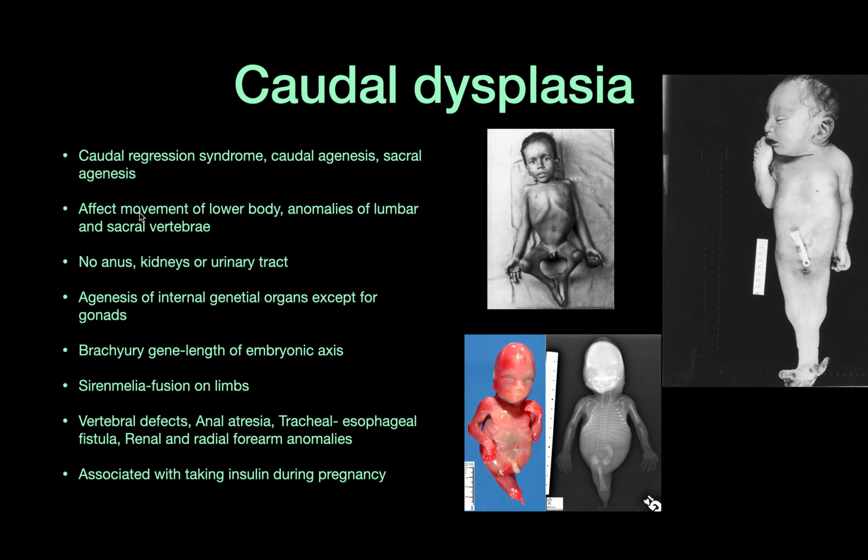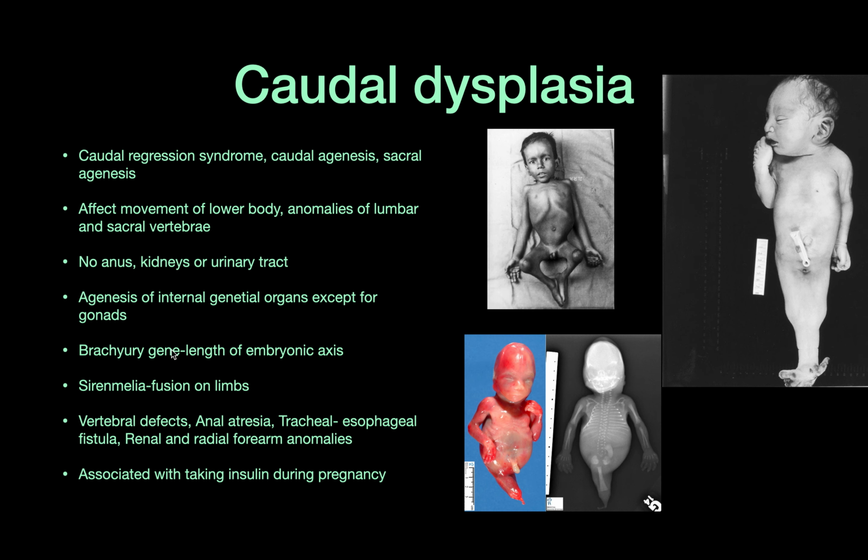The mutations, the syndromes will affect the movement of the lower body, such as flexion of the lower body, rotation of the lower body. There's going to be anomalies of the lumbar and sacral vertebra. In some severe cases, no kidneys, no anus or urinary tract will develop, and of course this is fatal for the embryo. These children will not be able to survive. Agenesis of internal genital organs, except for the gonads, will also occur.